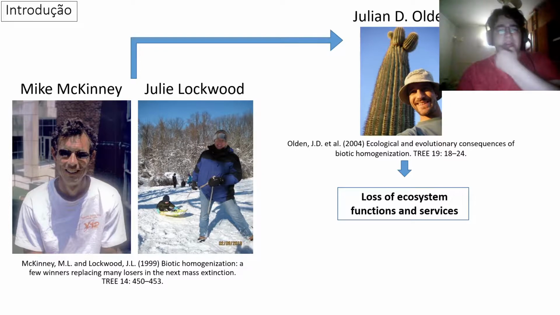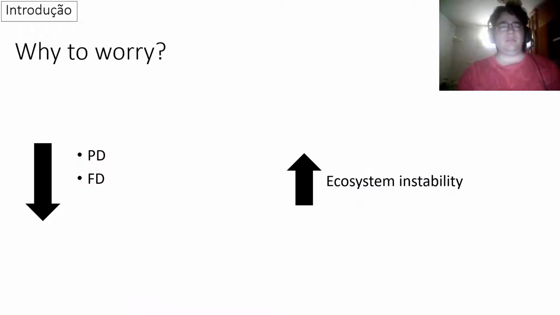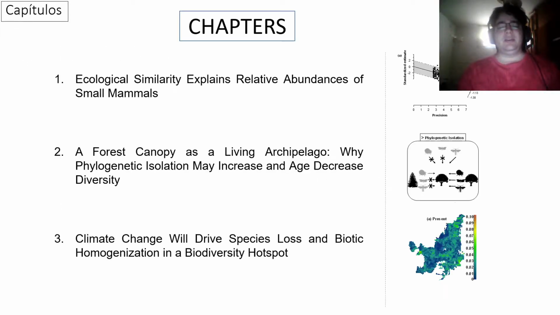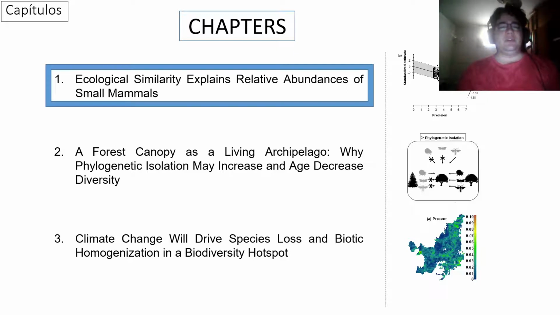And then Julian Olden, years later, told us that there was a loss of ecosystem functions and services due to that. And why worry? Because lower phylogenetic diversity and functional diversity is related to higher ecosystem instability. Okay, so we have our three chapters here. The first one is ecological similarity explains relative abundances of small mammals.